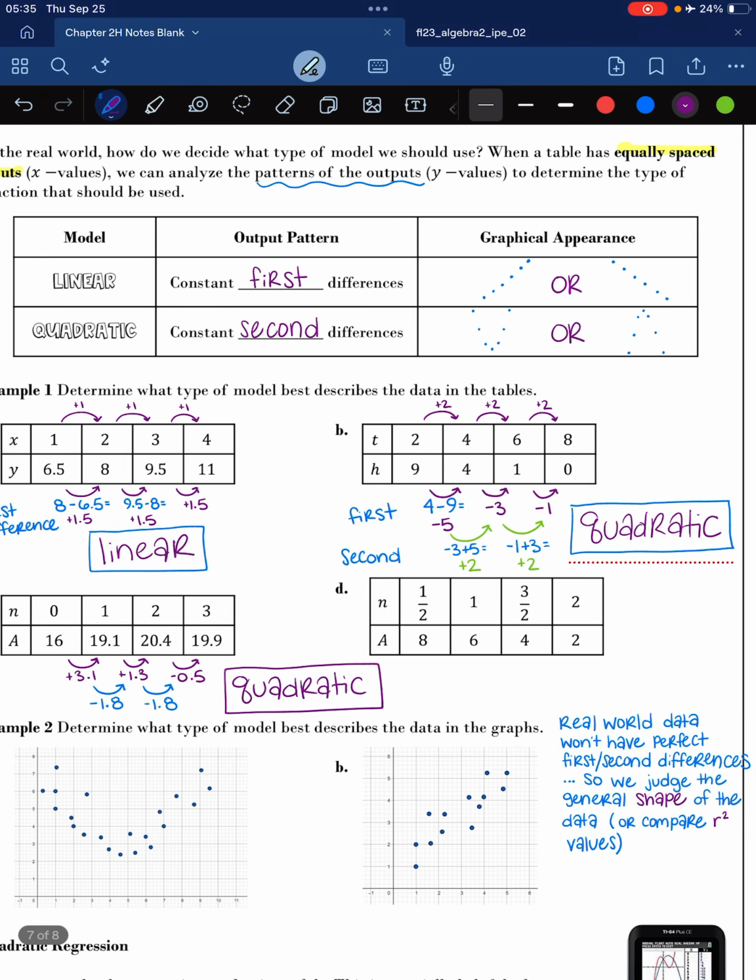And you might be able to see D without even writing it down. Again, always check to make sure that that data is equally spaced. So my inputs are going up by a half each time. So that checks out. And I am going down 2 every time. So that is definitely a constant first difference, and this is going to be linear.